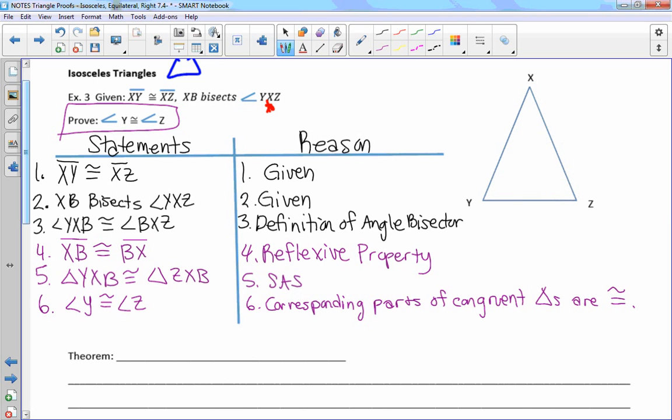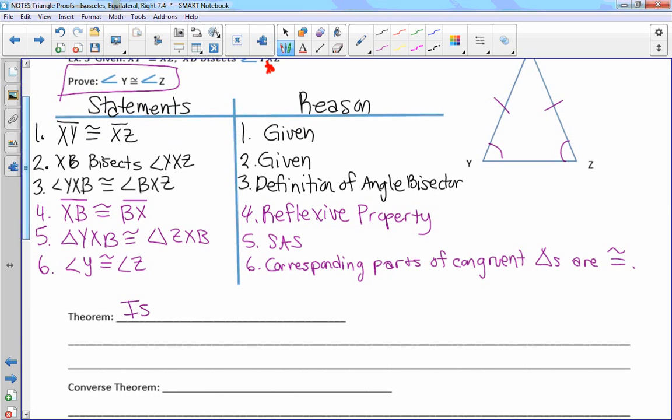This is an isosceles triangle. We just proved that Y and Z are congruent. Where is the location of angle Y and angle Z? Okay, across from each other, and where on the triangle are they? On the bottom. Are they in the basement, maybe? The base. This is called isosceles base angles theorem.